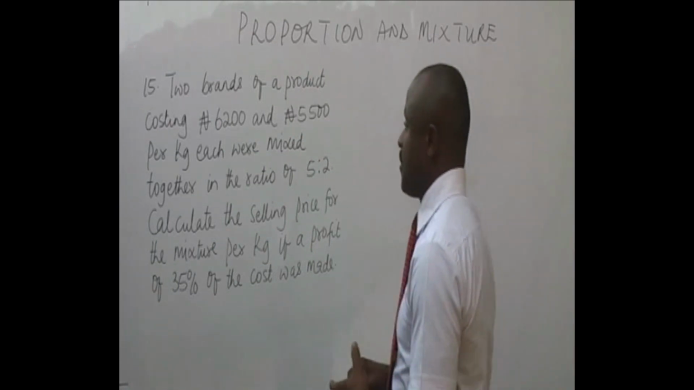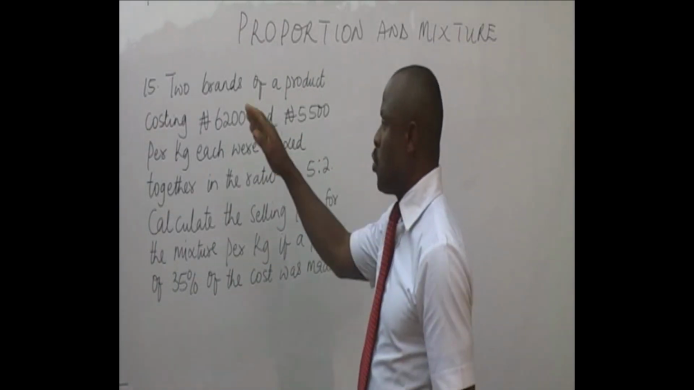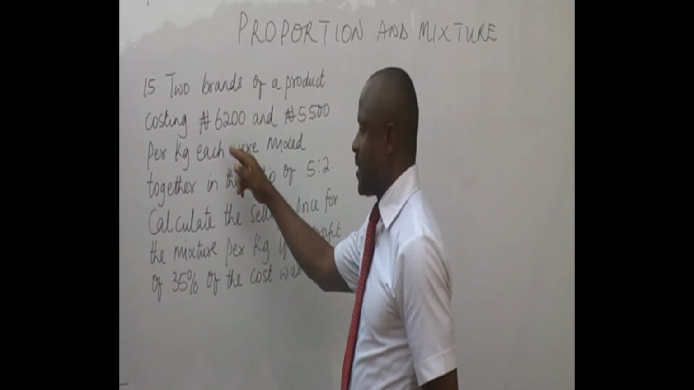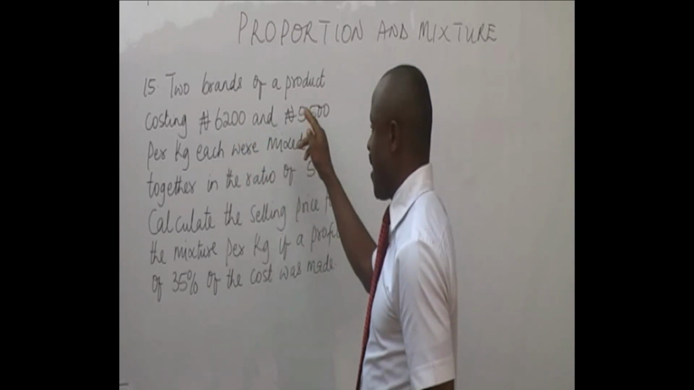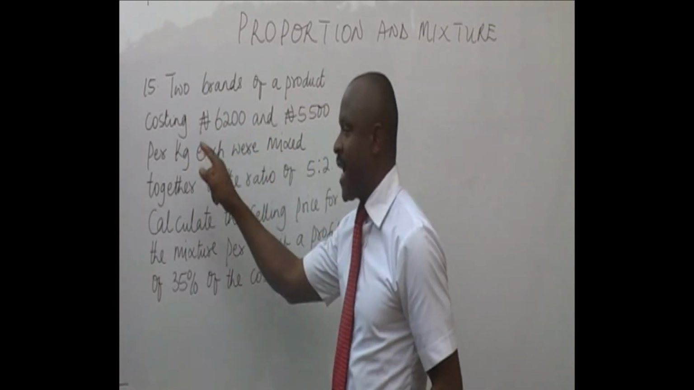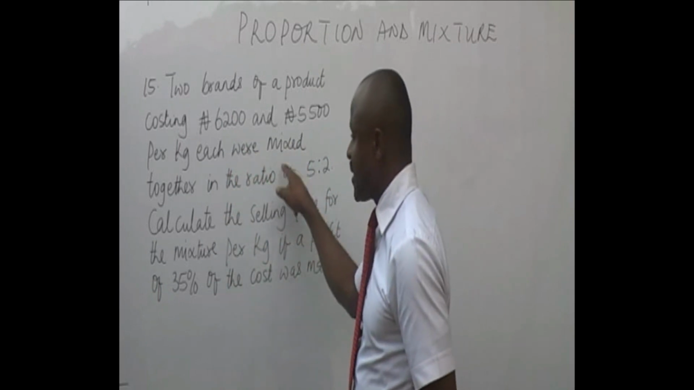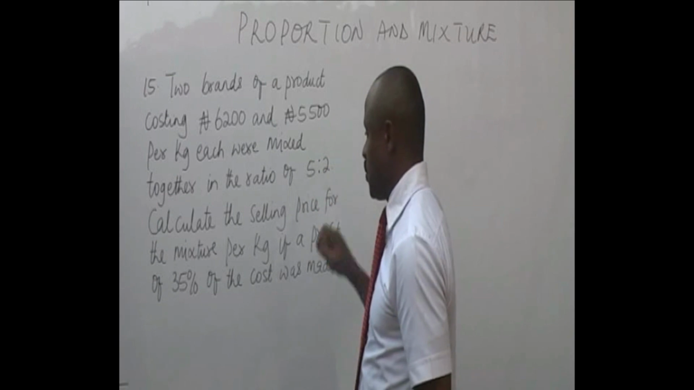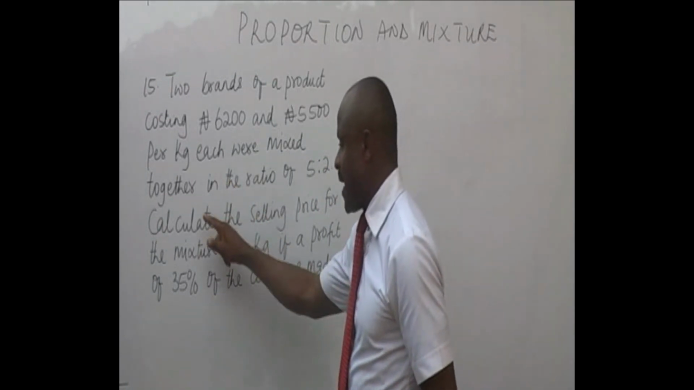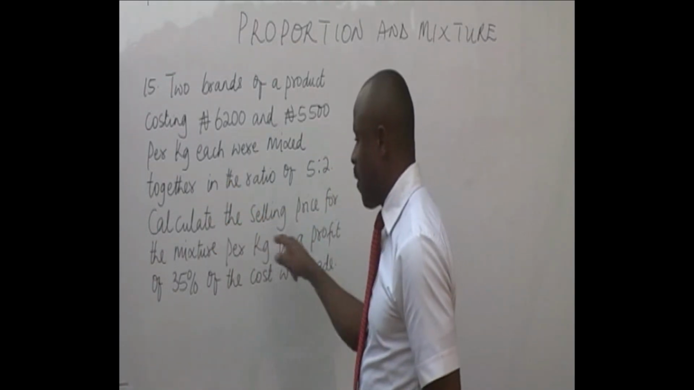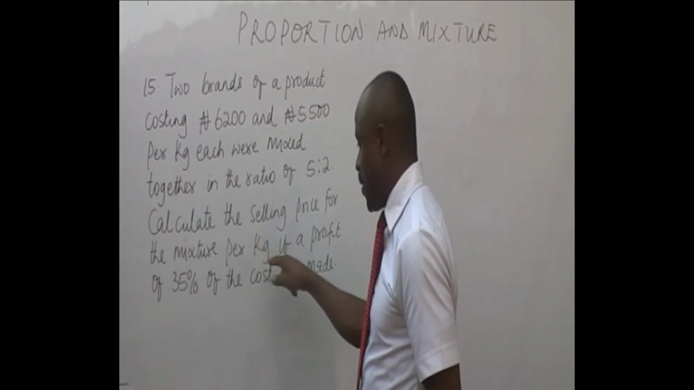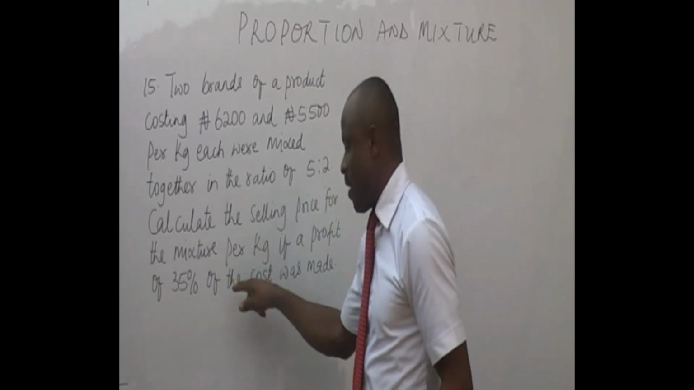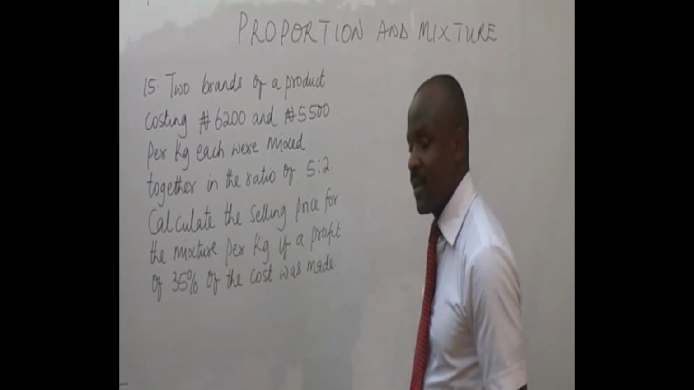This is question number 15. It says that 2 brands of a product costing 6,200 naira and 5,500 naira per kilogram each were mixed together in the ratio of 5:2. We should calculate the selling price for the mixture per kilogram if a profit of 35% of the cost price was made.